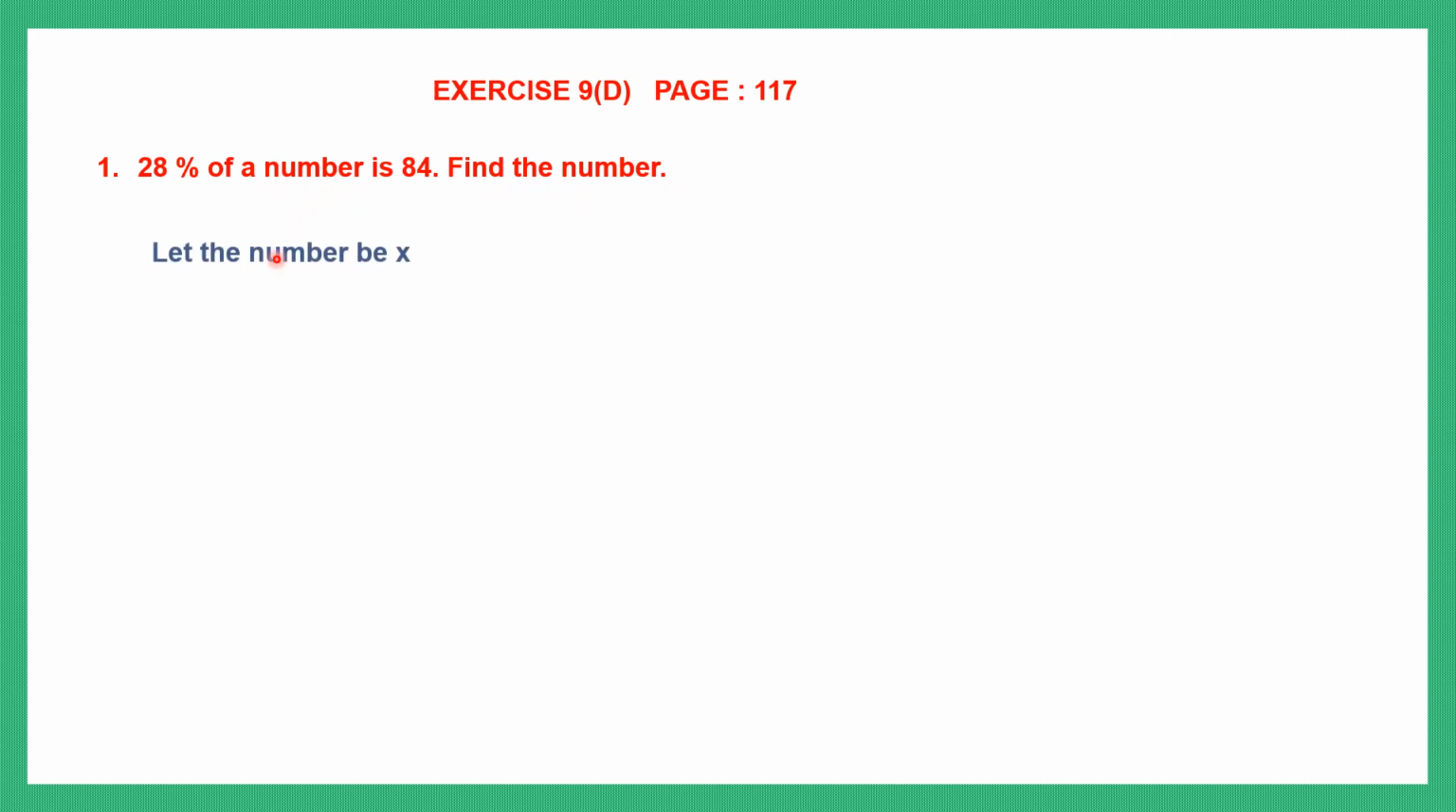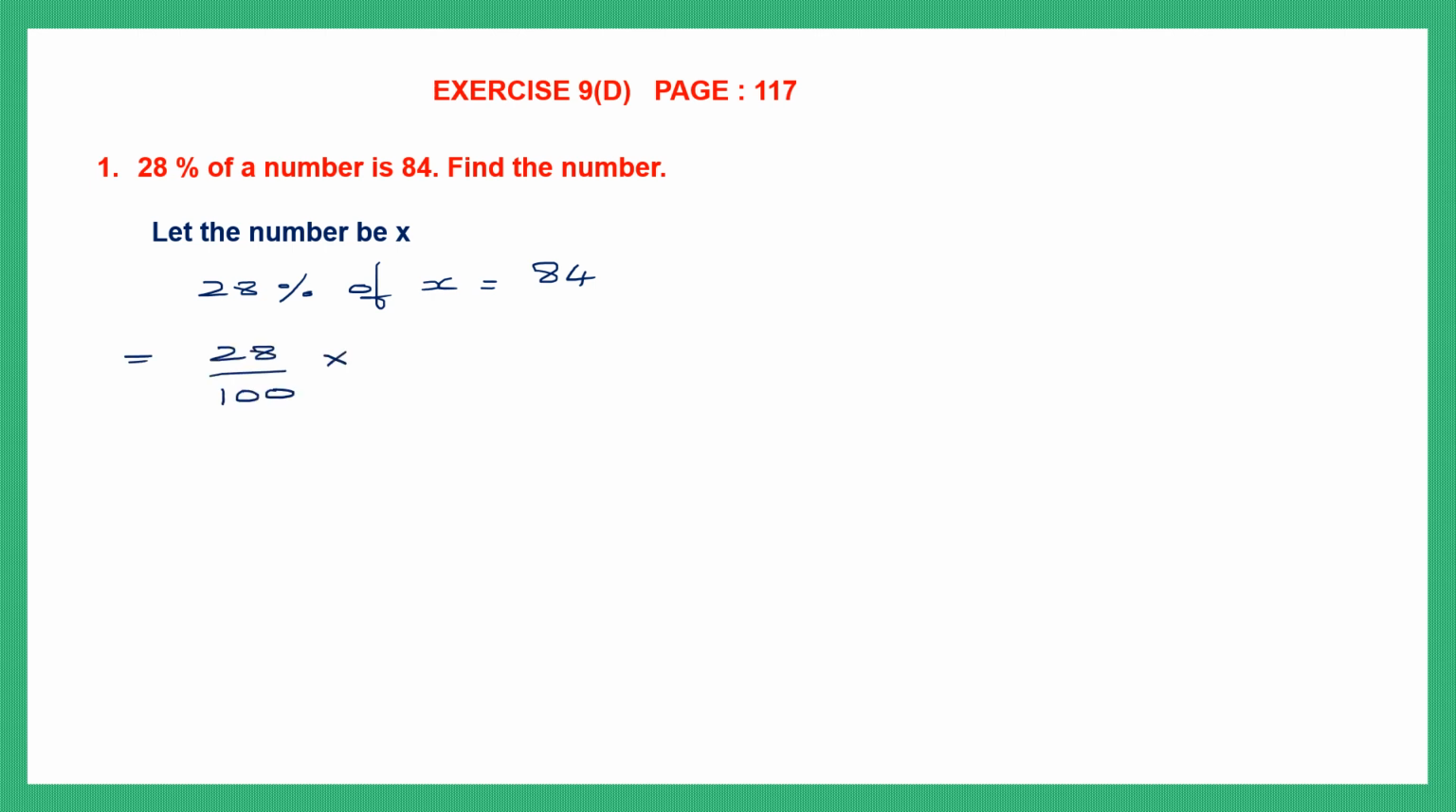So let's consider this number to be x. That means 28% of x is 84. So let's write that. 28% of the number x is 84. So 28% means 28 by 100 of, which is multiplication, into x. This is equal to 84.